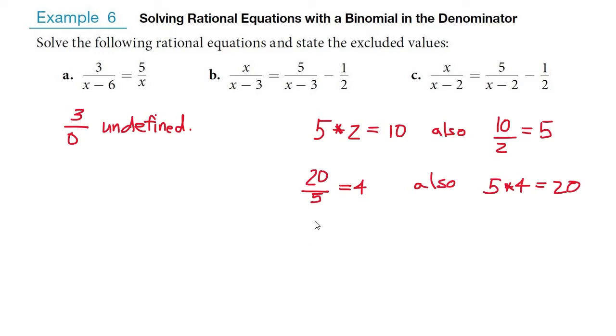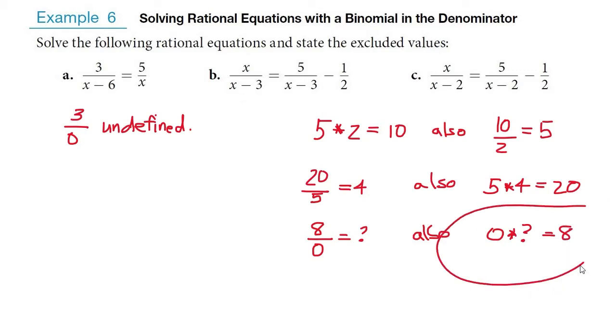If I said 8 divided by 0 equals some number or other, that must mean then that 0 times some number or other equals 8. And you can see this is nonsense, right? That just cannot be true. You can't multiply 0 by a trillion billion and get 8. So you cannot divide by 0.